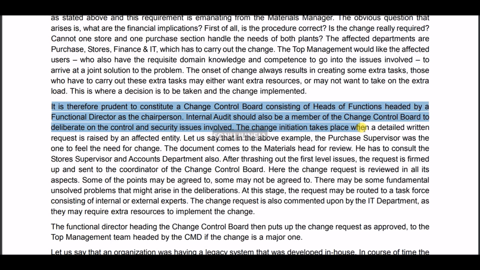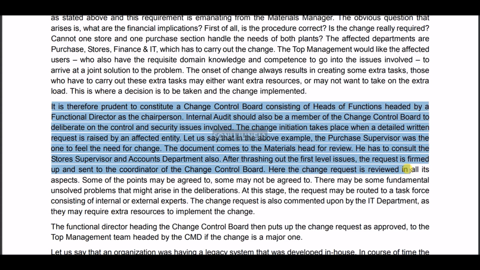The change initiation takes place when a detailed written request is raised by the affected entity. Now let's say that in our example, the purchase supervisor was the one to feel the need for change. The document comes to the material head for review. He has to consult the store supervisor and the accounts department also. After tracing out the first level issues, the request is firmed up and sent to the coordinator of the change control board. Here the change request is reviewed.